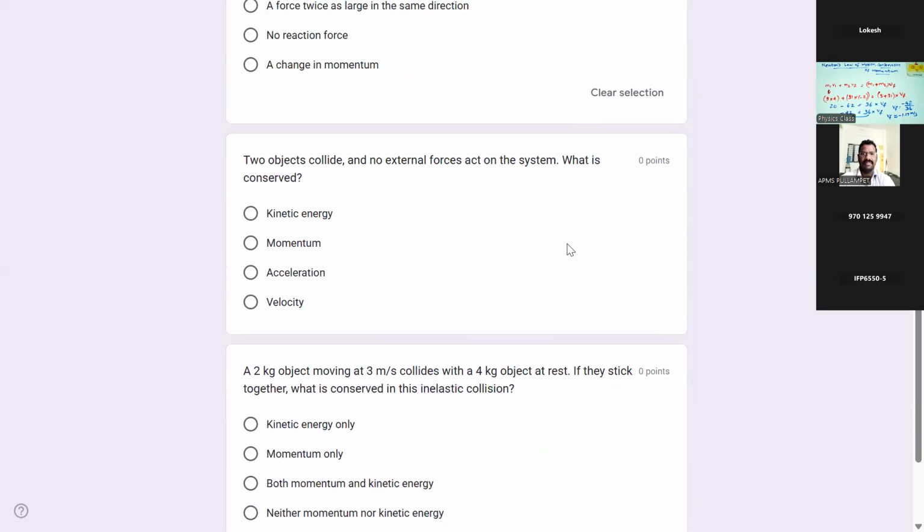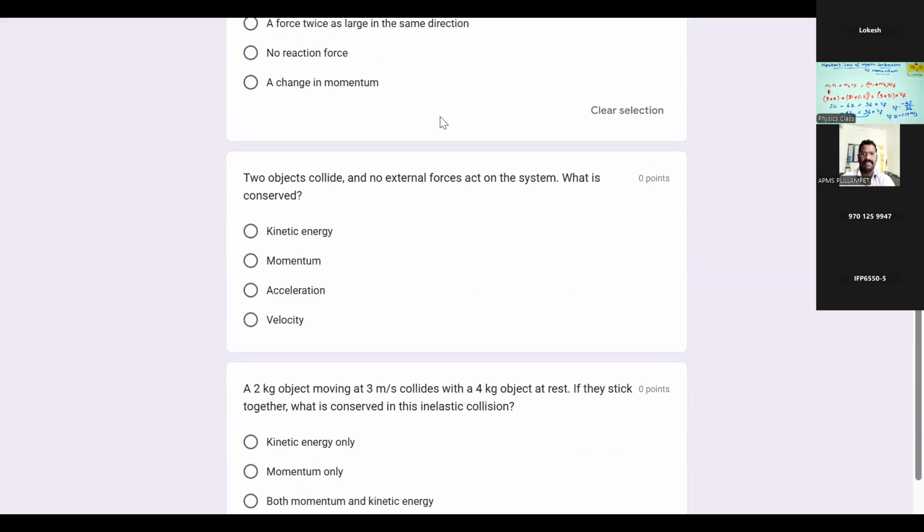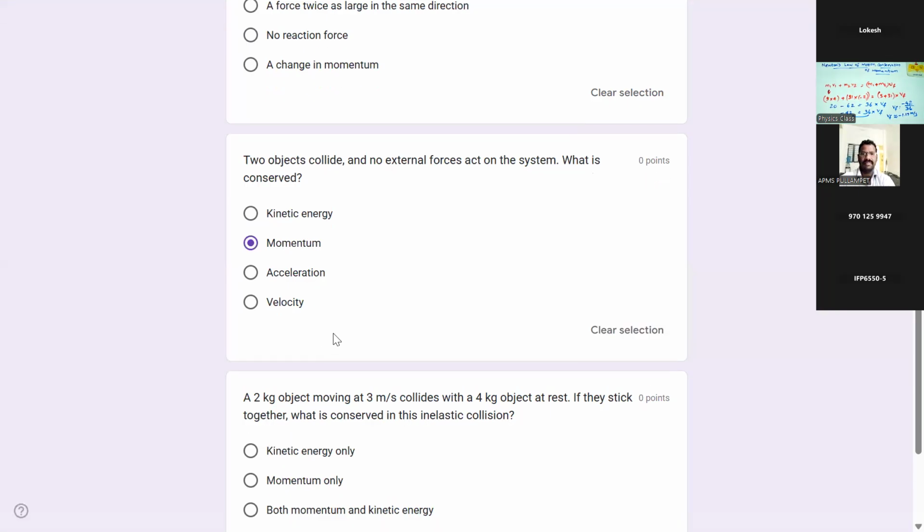And the fourth question. Two objects collide and no external forces act on the system. What is conserved? Kinetic energy, momentum, acceleration, or velocity? Momentum, the fourth is B. Yes, great. Parvatipuram, Anandapuram, very good. B, momentum. Okay, good. So momentum is conserved.